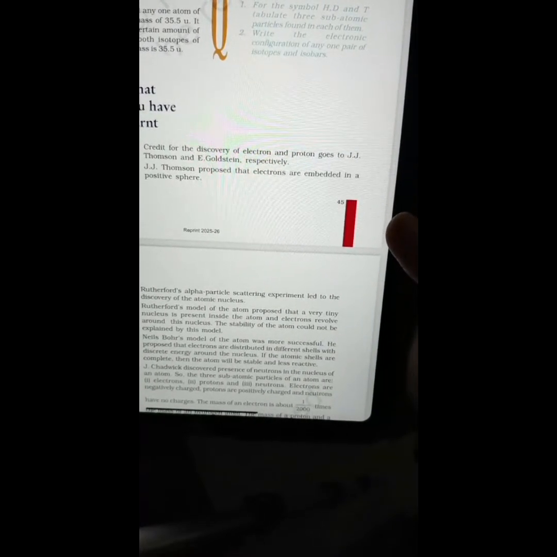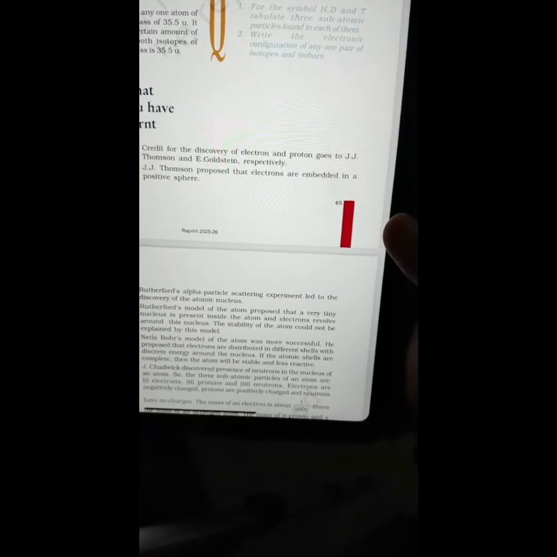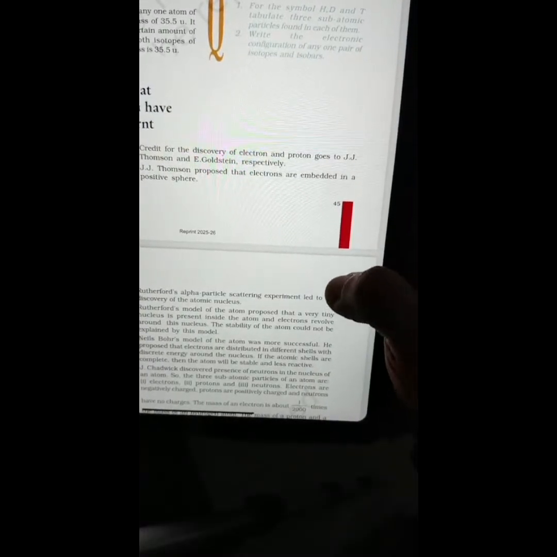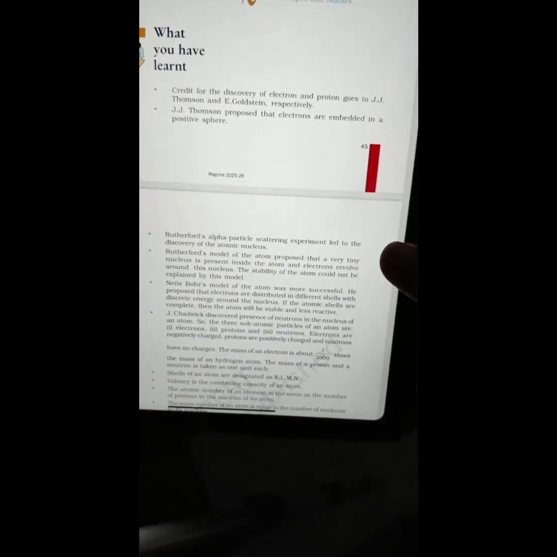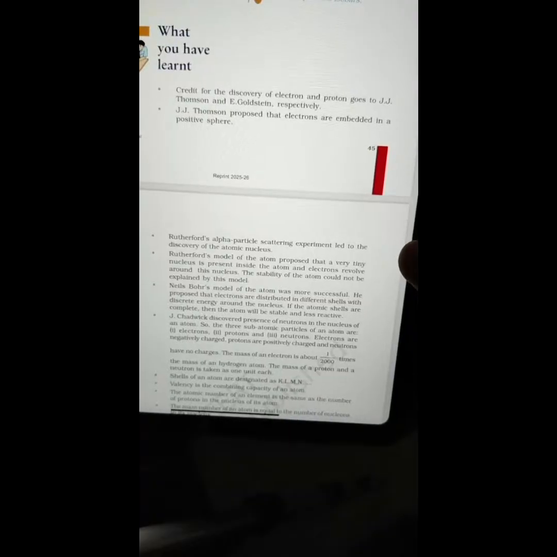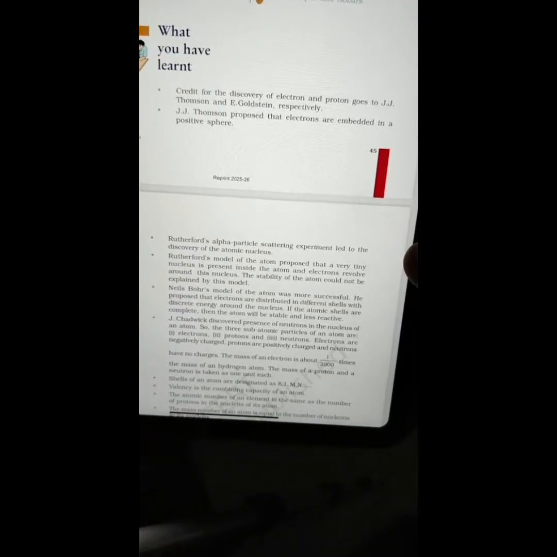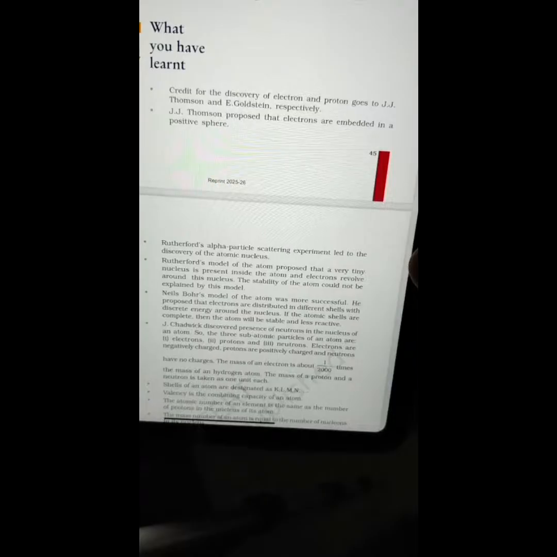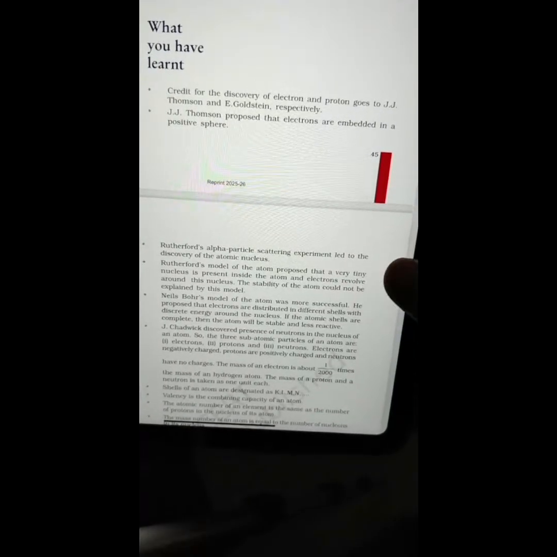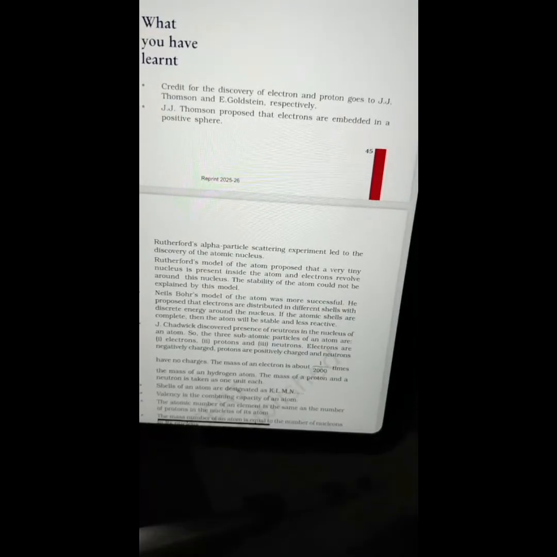Niels Bohr's model of the atom was more successful. He proposed that electrons are distributed in different shells with discrete energy around the nucleus. If the atomic shells are complete, then the atom will be stable and less reactive. Let's move on to the next part. So we have read the fourth point. Let's come to the fifth one now.